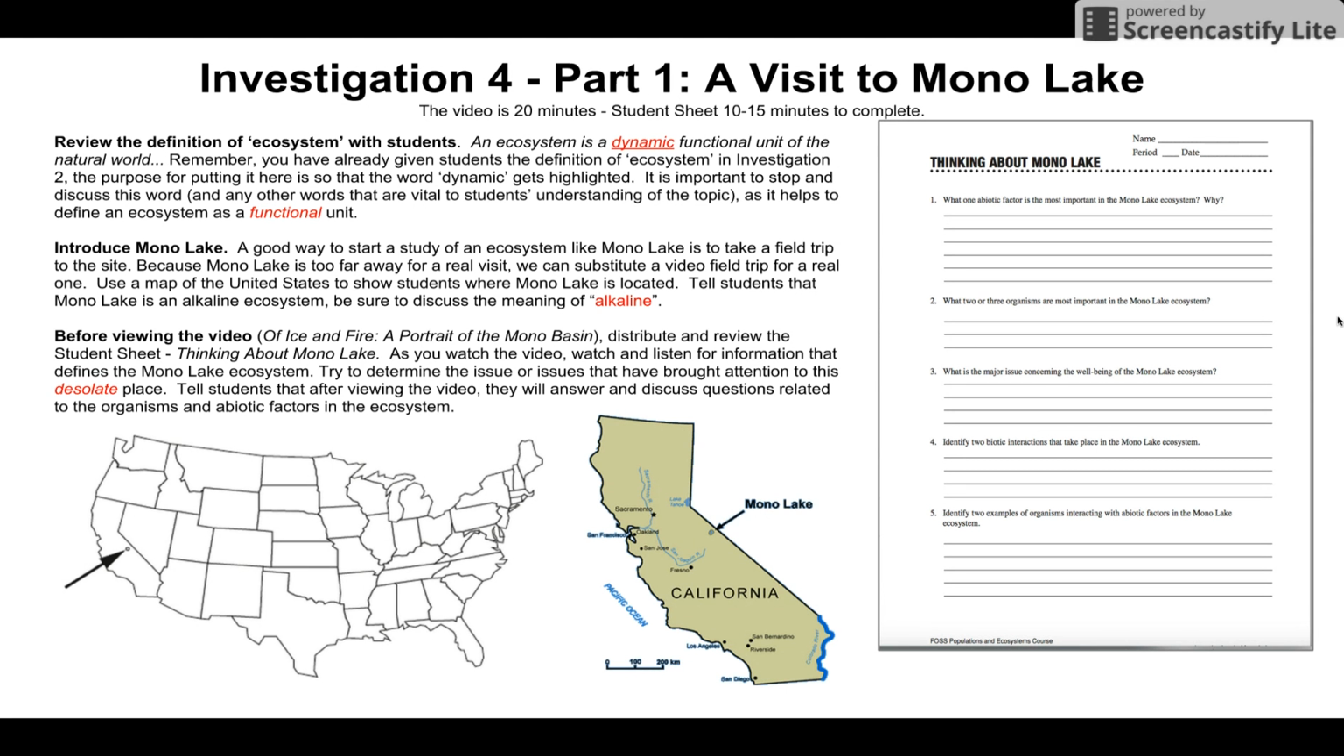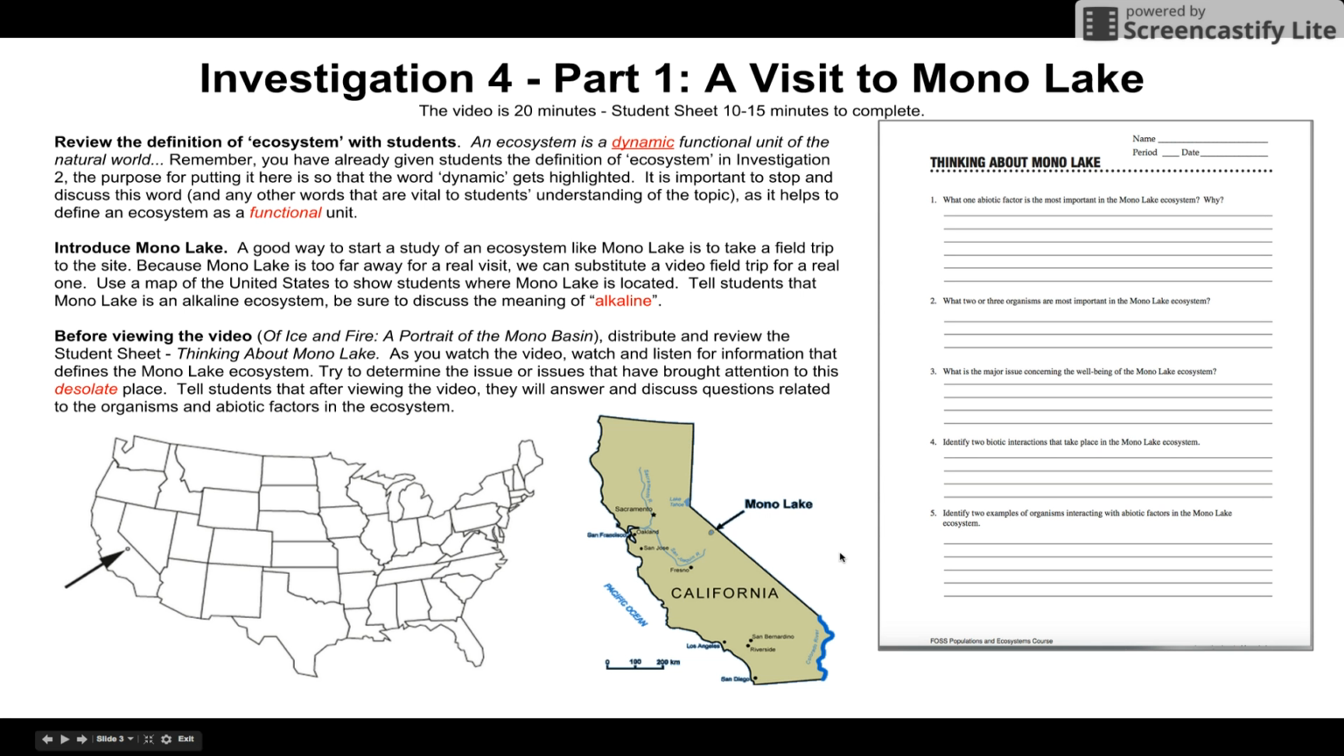Introduce Mono Lake. A good way to start a study of an ecosystem like Mono Lake is to take a field trip to the site. Because Mono Lake is too far away for a real visit, we can substitute a video field trip for a real one. Use the map of the United States to show students where Mono Lake is located. Tell students that Mono Lake is an alkaline ecosystem. Be sure to discuss the meaning of alkaline.